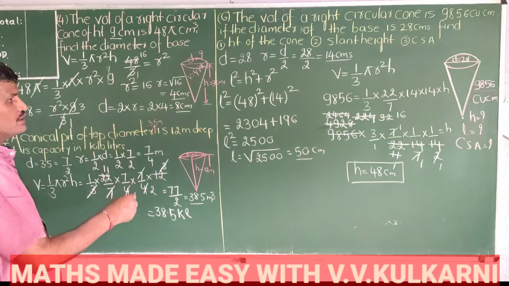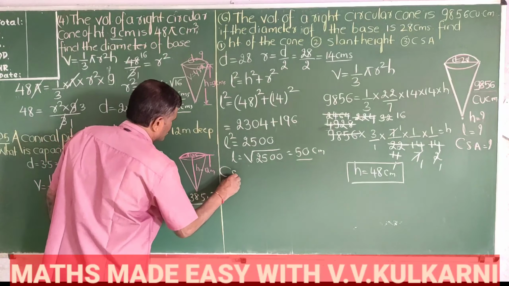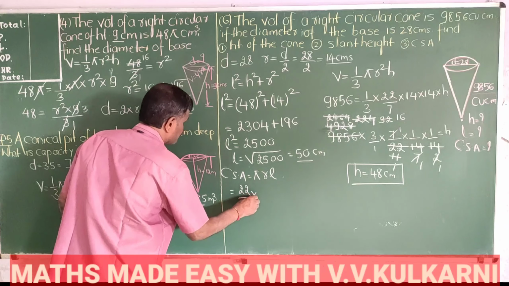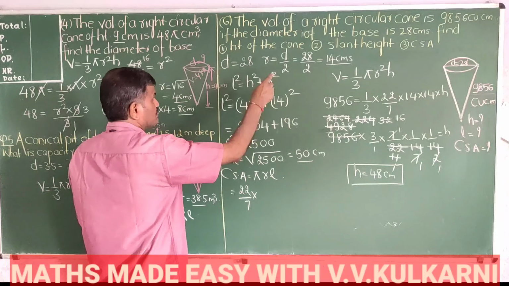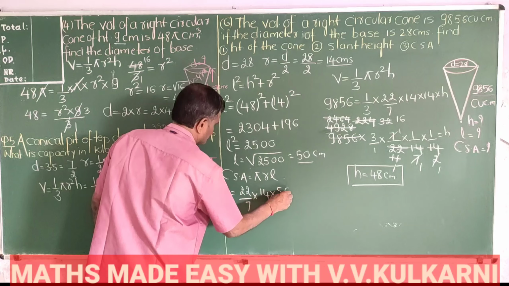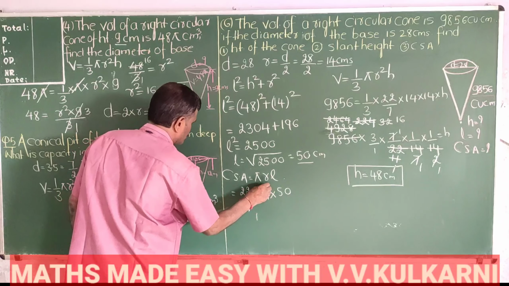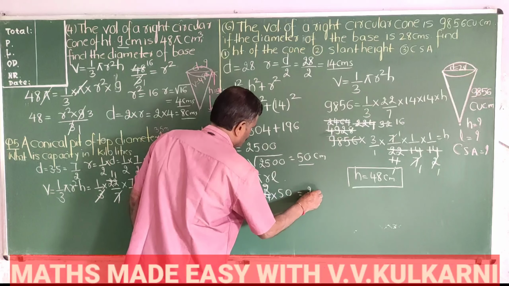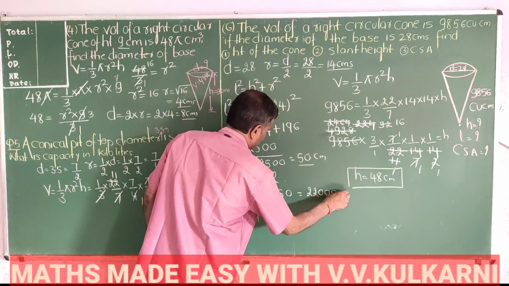आपको नेक्स्ट क्या फाइंड आउट करना है? Curved surface area. So for curved surface area, the formula is pi r l, and pi is equal to 22/7. Radius, just now you have calculated, is 14 and slant height is 50. So 2 1s are 2, 2 7s are 14, 7 1s are 7, 7 2s are 14, and this is 50 into 2 is 100, 100 into 22 is 2200 square centimeter. That is the curved surface area.